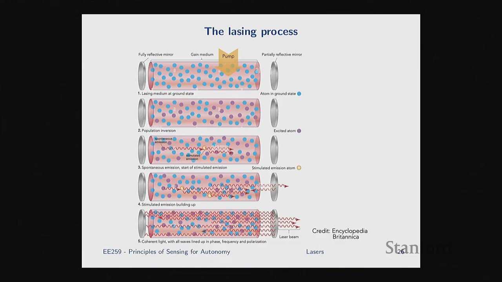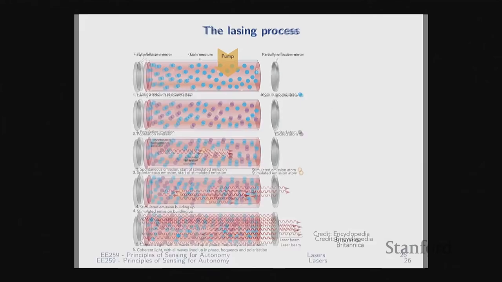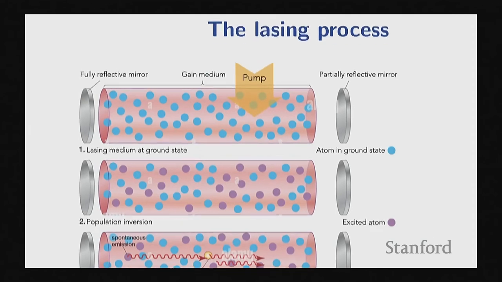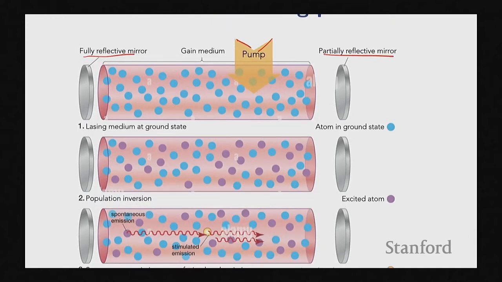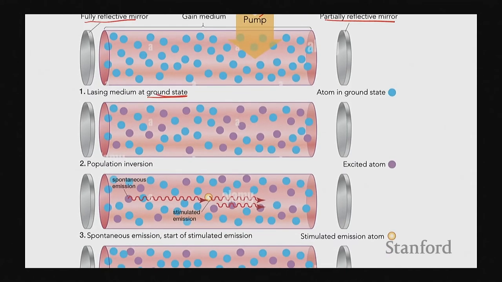Here's another picture. Again, same process, but showing it in a different way. So here, again, we have a cavity. You have the two mirrors, a fully reflective mirror and a partially reflective mirror. We're pumping it electrically, optically, somehow coupling energy to it. And then in the middle, you have the gain medium. And these blue circles are, say, the atoms in the gain medium. So you start with everything at the ground state. As you pump energy, some of these atoms absorb the pump energy, and they go into the excited state. So those are colored in purple. So the purple are excited atoms.